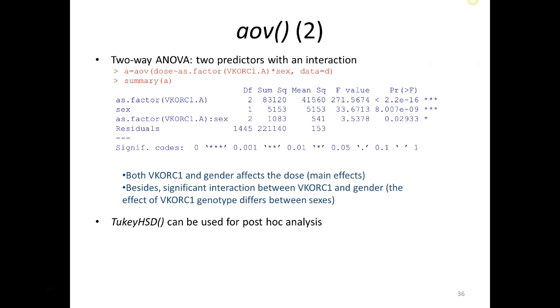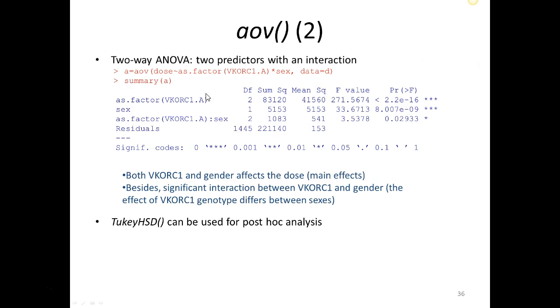Here's an example of a two-way ANOVA where we have 2 predictors with an interaction. We put this in the object A, we write aov, and then dose over as factor CYP2C9 star sex, and then comma, and then data equals D. And then if you look at summary A, it will look like this.